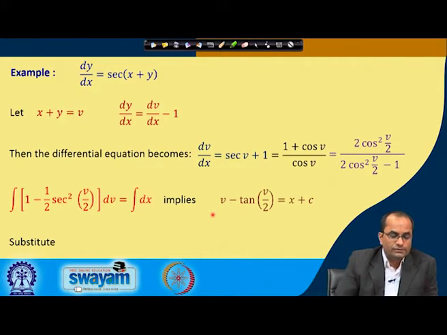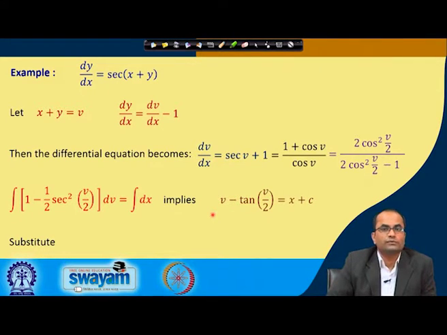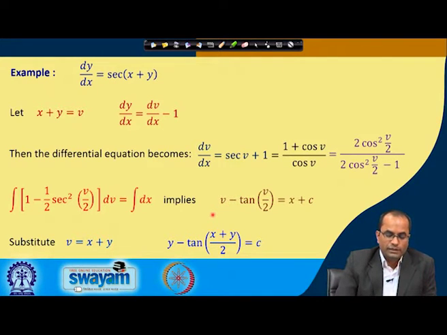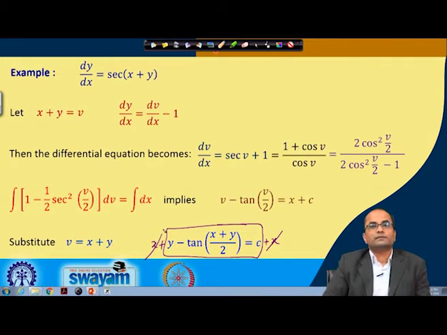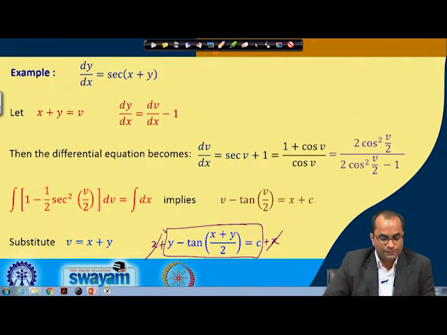And now, we need to substitute back this v in terms of x plus y. So, v is x plus y. So, we can write x plus y here minus tan of v, which is again x plus y by 2, is equal to x plus c. So, on the left hand side also we have this x plus y, and the right hand side was also x. So, this x gets cancelled, and then we have the solution: y minus tan of x plus y by 2 is equal to this constant c.